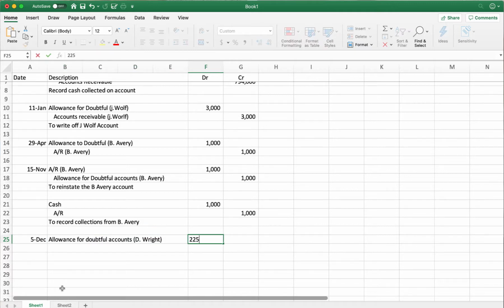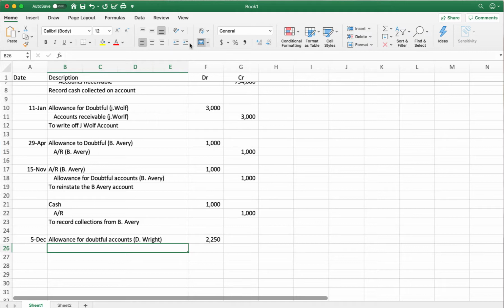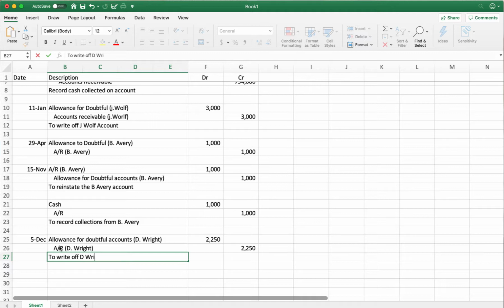For $22.50, and I'm going to credit AR. Oh, sorry. I'm going to credit AR, D. Wright. $22.50. Boom, done, off the books. What are we doing here? To write off D. Wright's account. Okay.